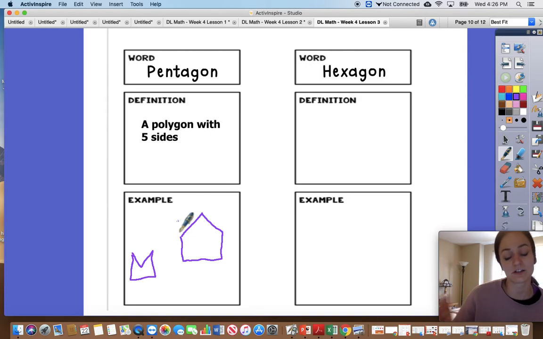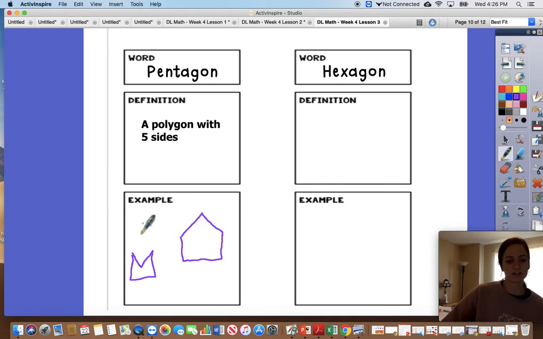That's the rule, right? And it still has to be closed, and the lines can't cross, right? And it still has to be flat. Okay, so make sure you keep those in mind. So I couldn't draw 1, 2, 3, 4, 5, right? That's not a polygon. So that one won't work because the line's crossed.